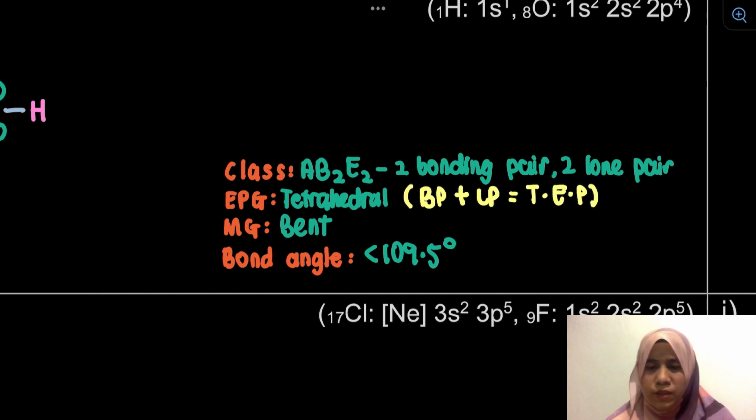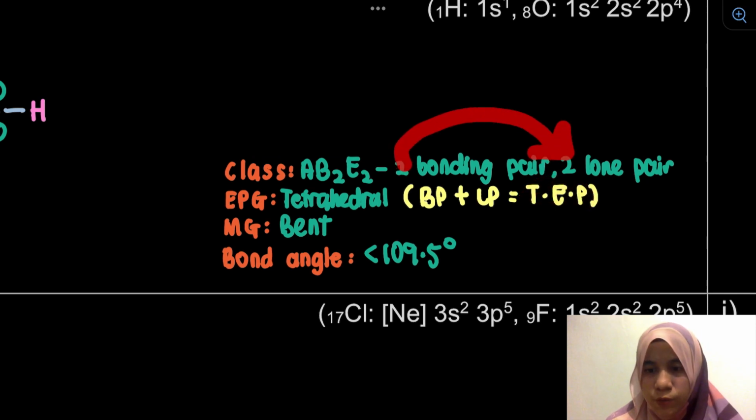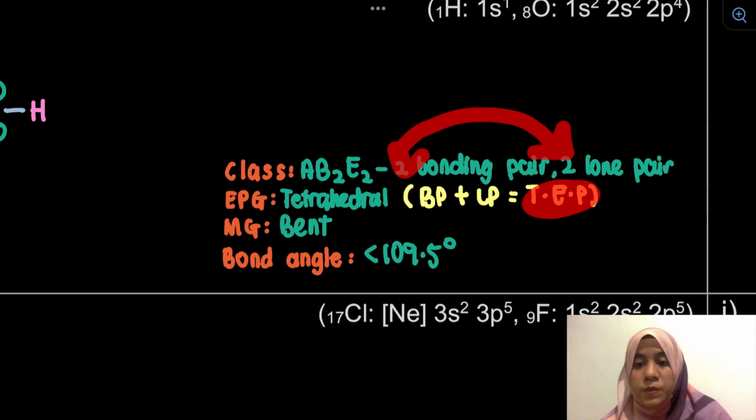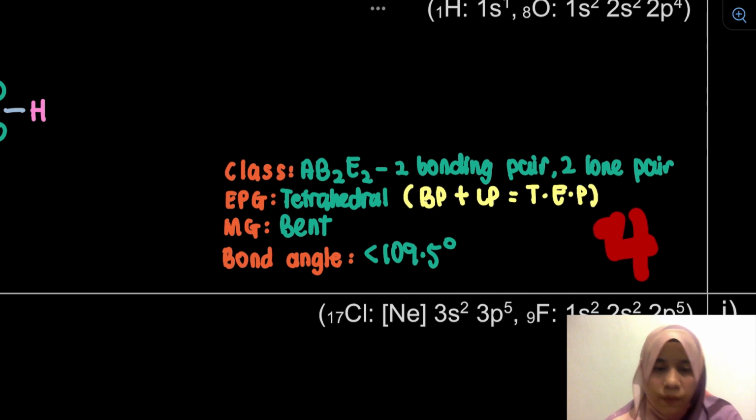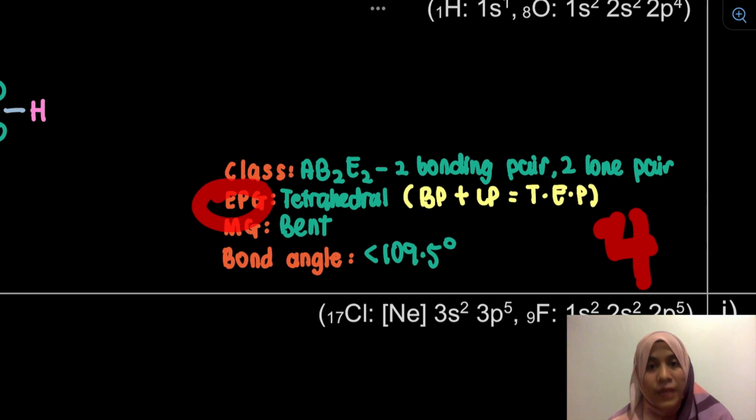TEP, what is that, Miss? BP is bonding pair, LP is lone pair. Total electron pair, you add them up. When we add up these two, we get the total electron pair. So when we add both, we get 4. So once we know our total electron pair, 4, then we know what the electron pair geometry is.